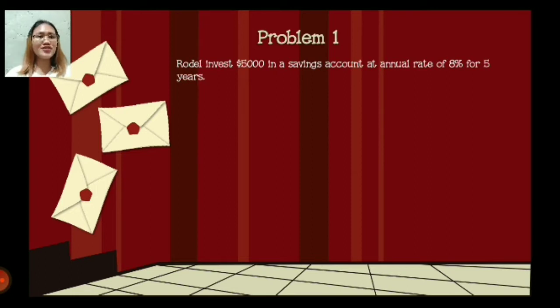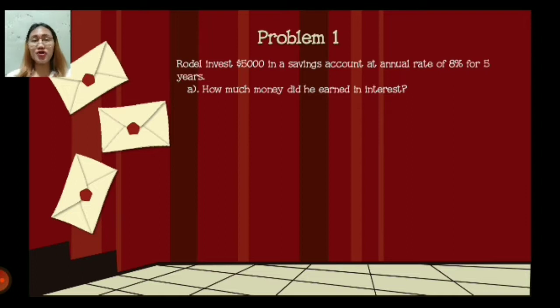Rodel invests $5,000 in a savings account at an annual rate of 8% for 5 years. So first thing first that we need to do, what is the question? A. How much money did he earn in interest? And letter B. What is the total value of his savings account?